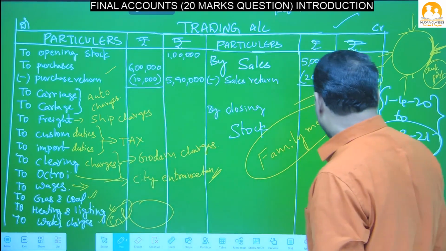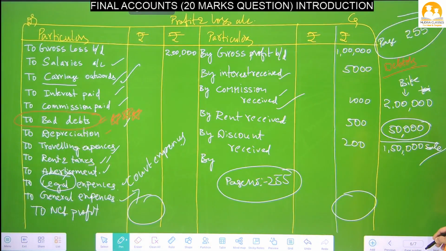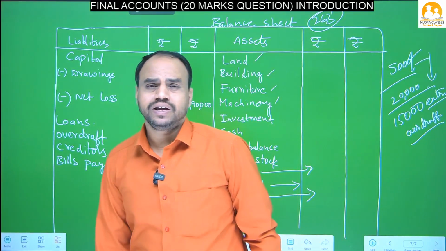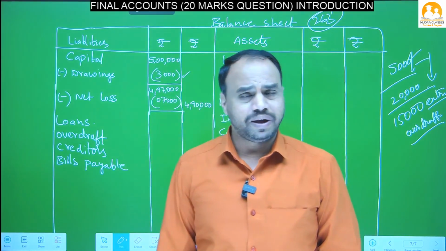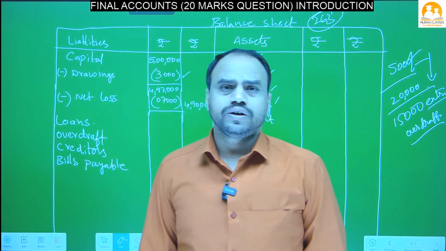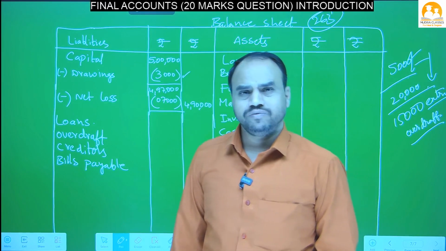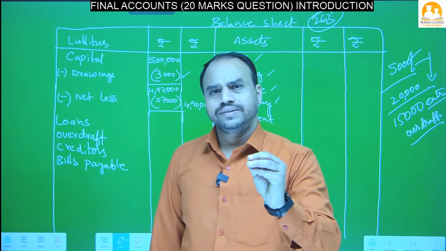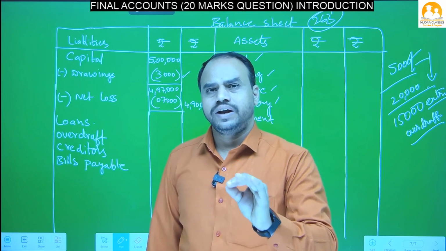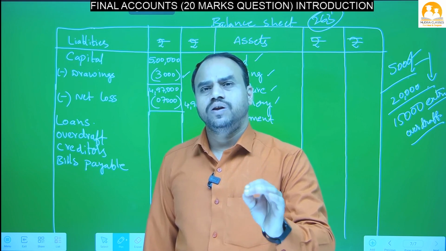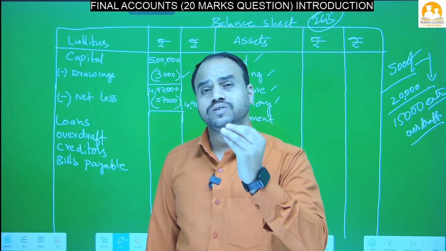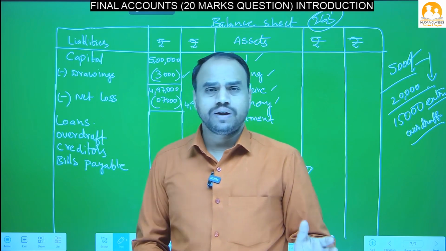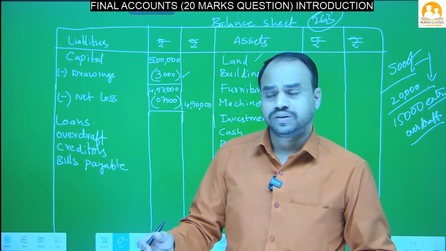Similarly, if I ask you about the balance sheet, the assets are land, building, furniture, machinery, cash balance, bank balance, closing stock, debtors, goodwill, patents, investment. Liability side: capital, less drawings, add net profit, creditors, bills payable, loans, overdraft. Like this you have to answer when I ask about the trading account and balance sheet. You have to read them like this.